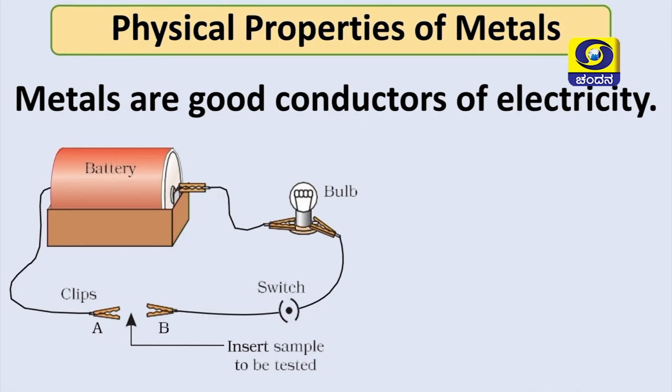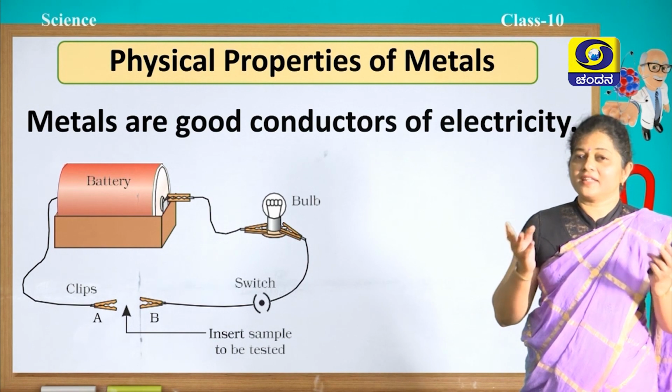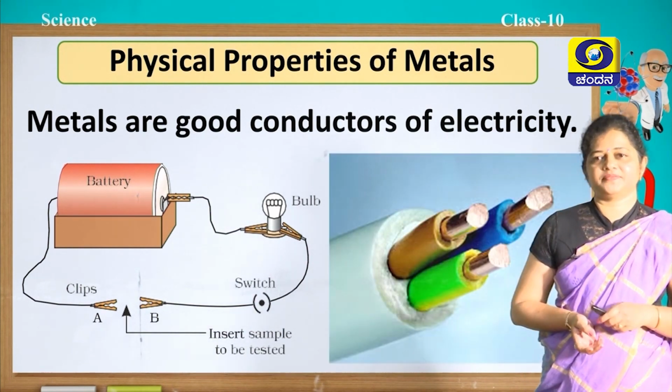And metals are very good conductors of electricity. So now you can see a setup over here where you can prove that metals are good conductors of electricity. For that you require a battery, a bulb, a switch and a wire. When you insert the sample to be tested in between the clips A and B, and if the bulb glows, that means that the metals are good conductors of electricity, or they conduct electricity.